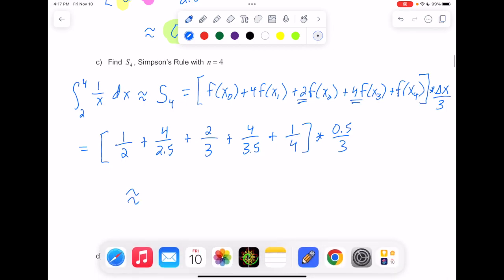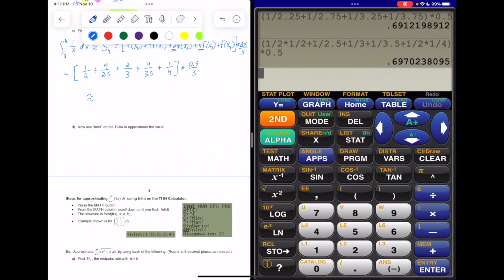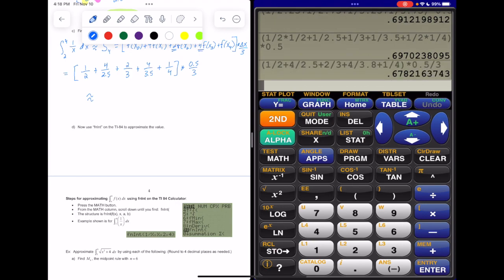So off we go. Bring that in one more time. And very similar technique. So open the parentheses, 1 over the first one, plus 4 over the second one, plus 2 over the next one, back to the 4 again for the third one, nothing over the top, so that'll just be a 1 over the 4, and then we have times our 0.5, but we also have to divide that by 3. And again, this is a technique for finding the same area, so it should be in that 0.69 ballpark if we've done it right. So what do we get here?